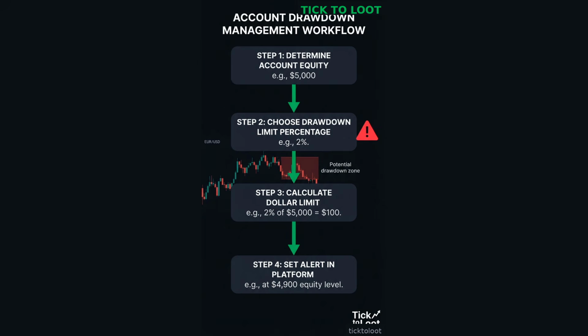Step 3. Calculate the dollar amount of that limit. Multiply $5,000 by 0.02, and you get $100. This $100 becomes your maximum drawdown dollar limit. Step 4. Translate that limit into a concrete equity level. Subtract $100 from your starting equity, so $5,000 minus $100 equals $4,900. When your account balance falls to $4,900, you have hit your drawdown ceiling.